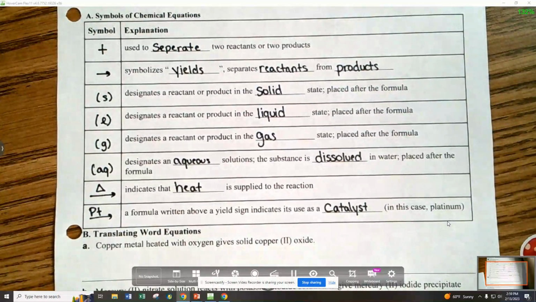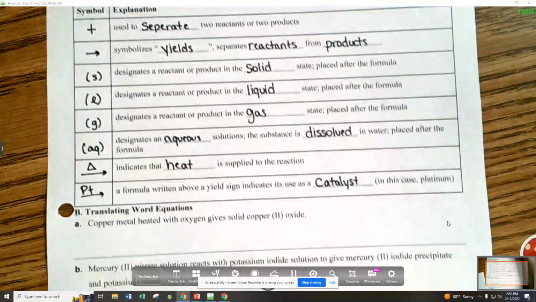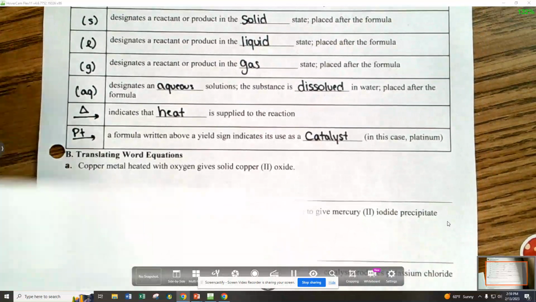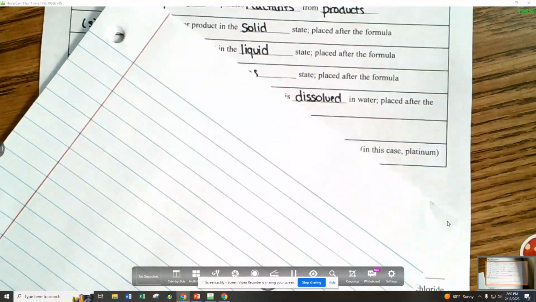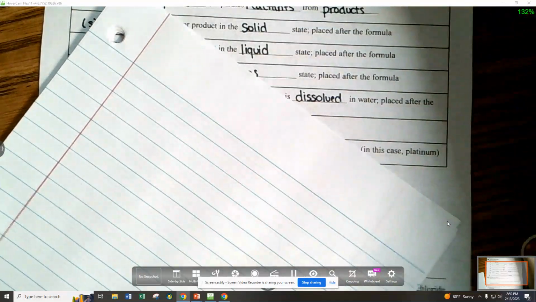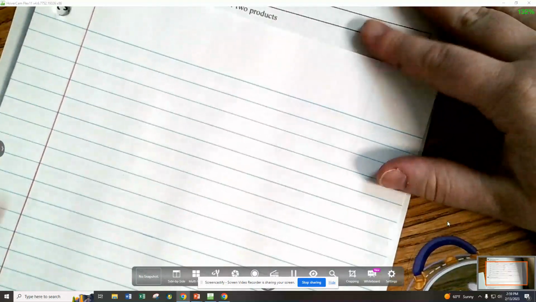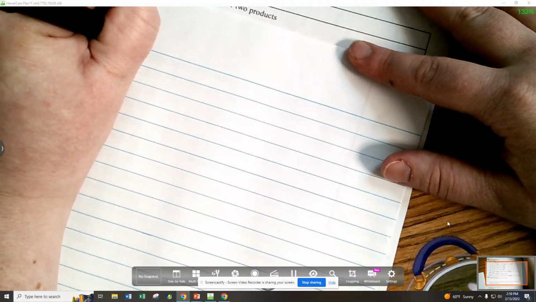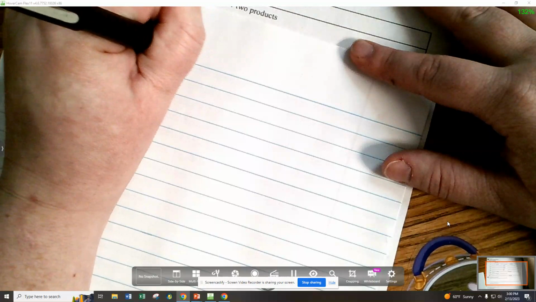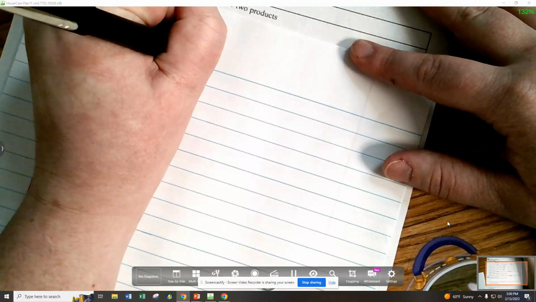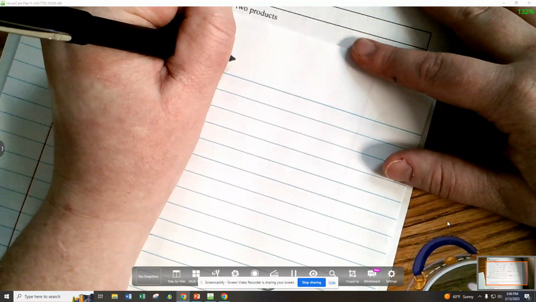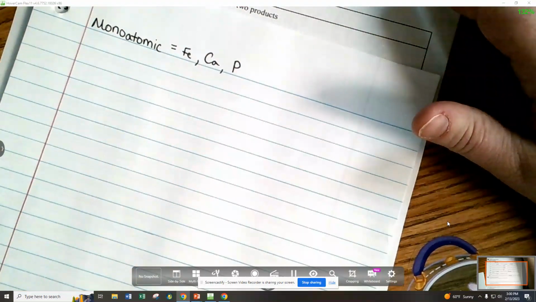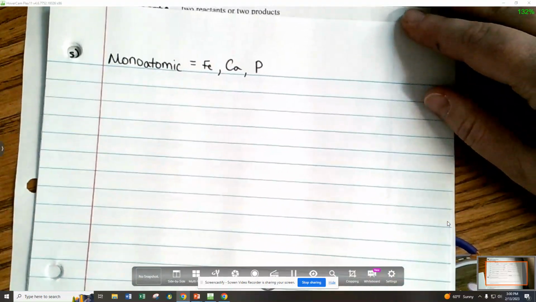So from there, we're going to work on these 4 examples. Before we can really get started, I want to include one thing that's going to help us with this bottom half. Anytime we have elements on their own, they typically are what we call monoatomic. So most of the elements are monoatomic. Like iron is Fe, calcium is Ca, and phosphorus is just P. So when we describe most elements, it's just their symbol.